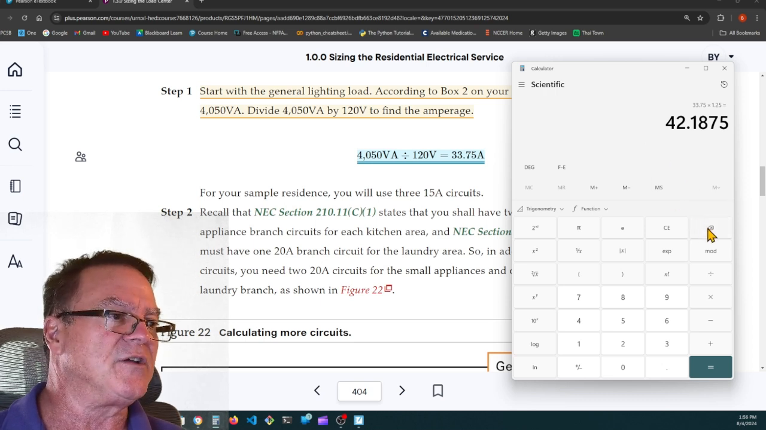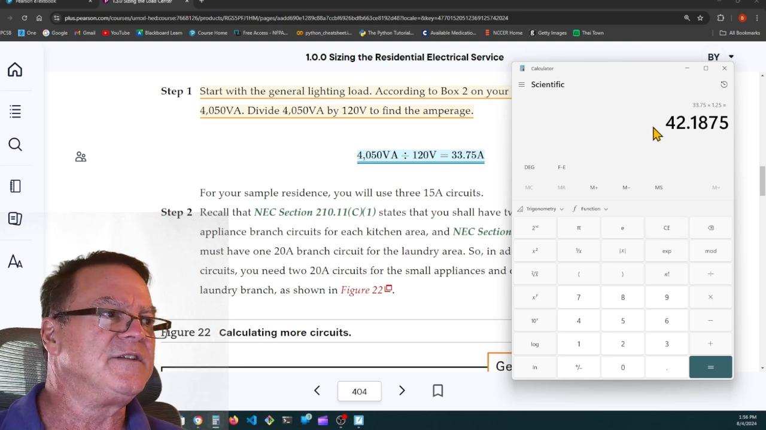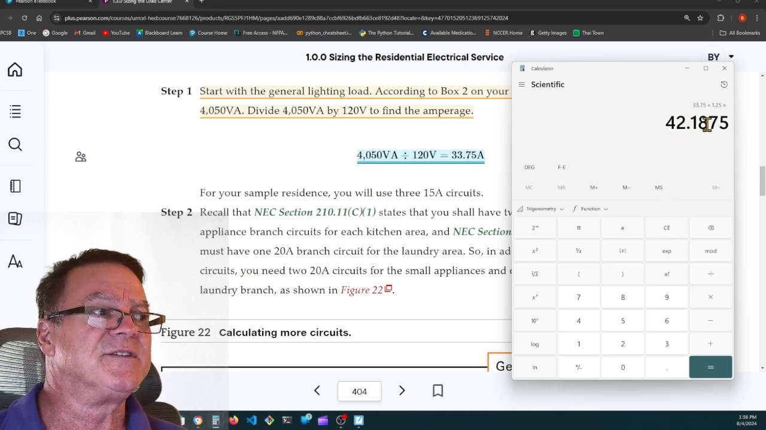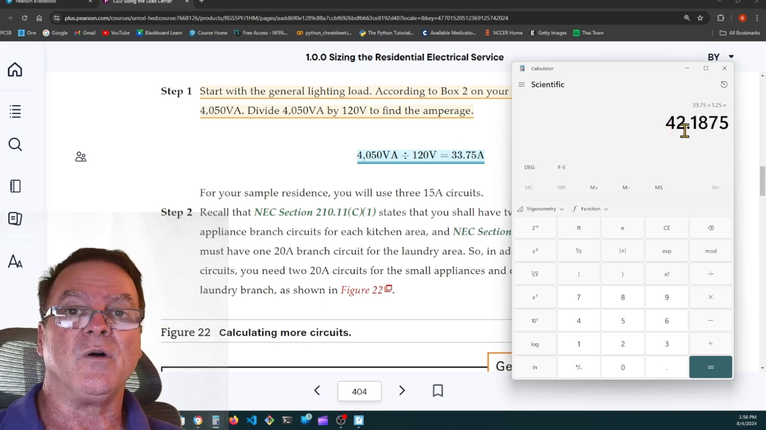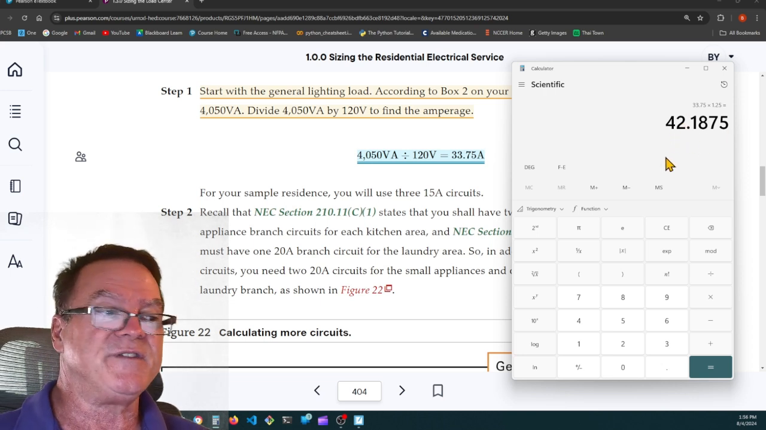If I was doing a 20 amp circuit, I would multiply it times 1.25 to find out how many I would need also. In other words, if I tried to use 20 amp circuits, I'd still need 3 of them, more than 40 amps. So I'd have to use 3 of them, 42.1875. So we might as well go ahead and use 15 amp.